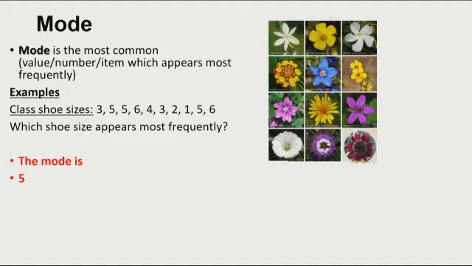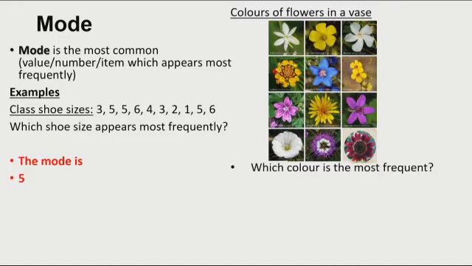Excellent. Now, let's have a look at another example. The diagram you're seeing represents colors of flowers in a vase. Okay? So which color is the most frequent? Which color appears most often? The color that appears most often will be the mode. And which one? That's yellow. If you've said yellow, well done. So yellow is the mode.